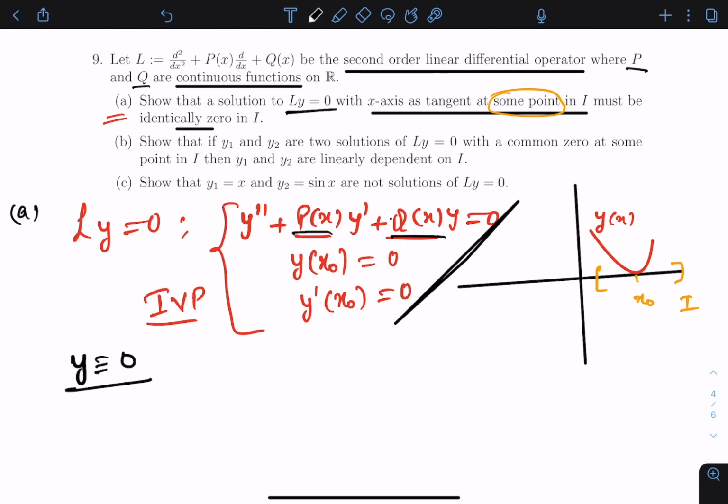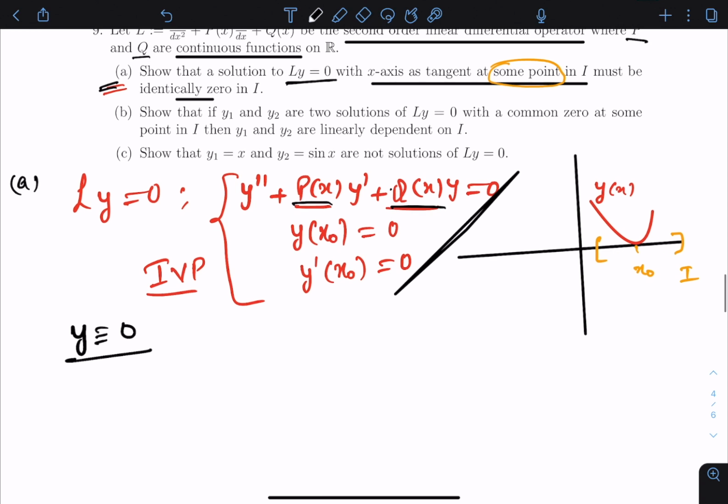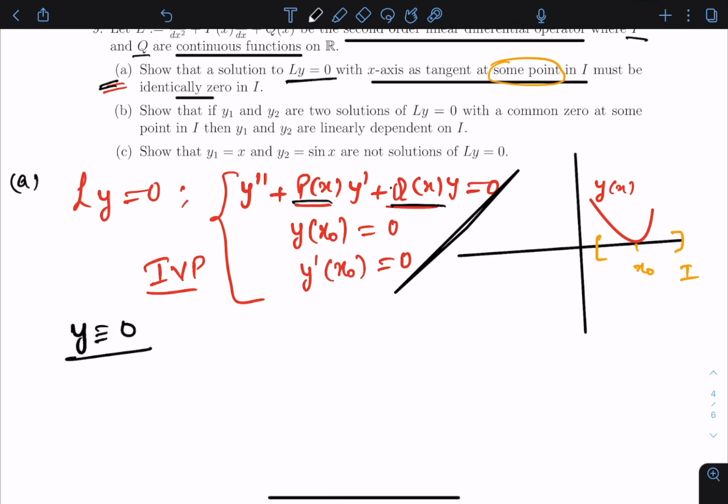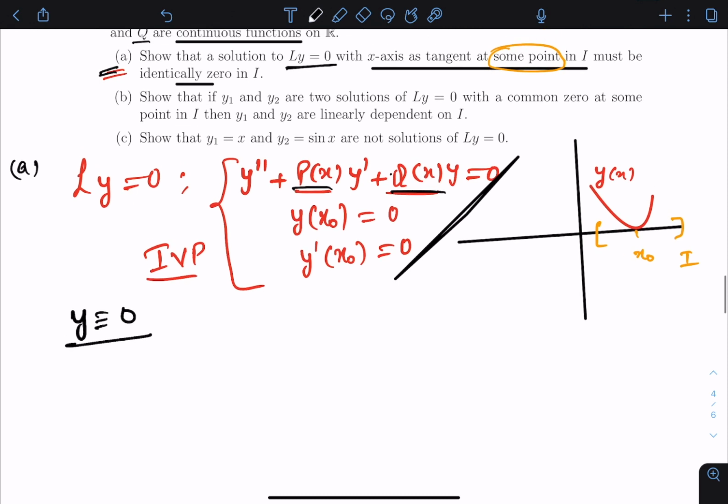Okay, so that's about 9a. We have settled that. So any solution which has this property, the only solution that can have this property is the constant function 0. Okay, fine. Now b, what is b?